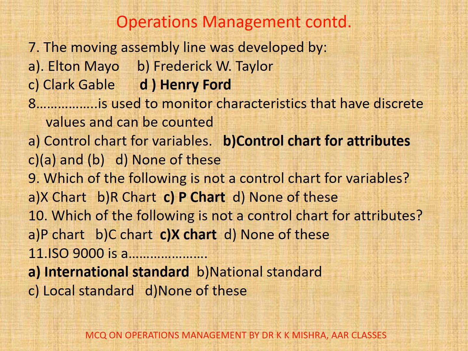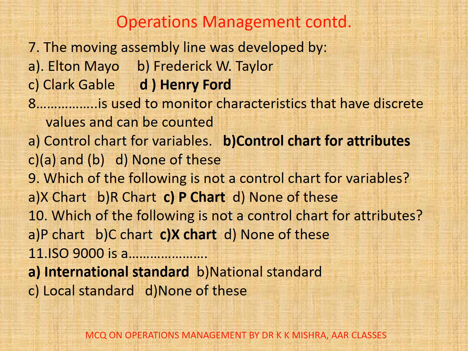8. Dash is used to monitor characteristics that have discrete values and can be counted. Options are A. Control chart for variables, B. Control chart for attributes, C. A and B, D. None of these. So it is B. Control chart for attributes is used to monitor characteristics that have discrete values and can be counted.